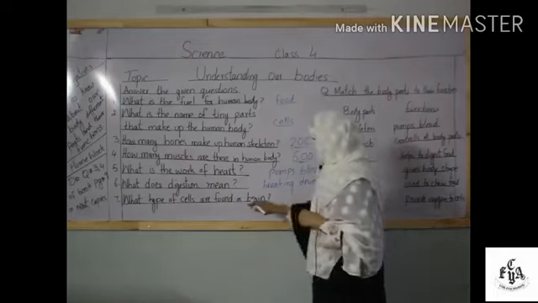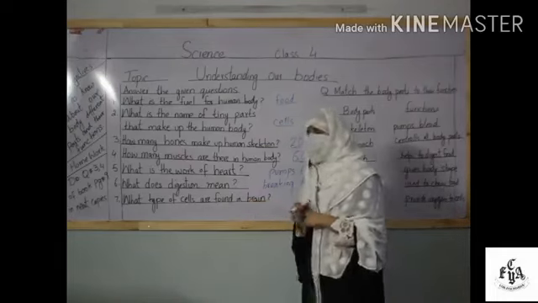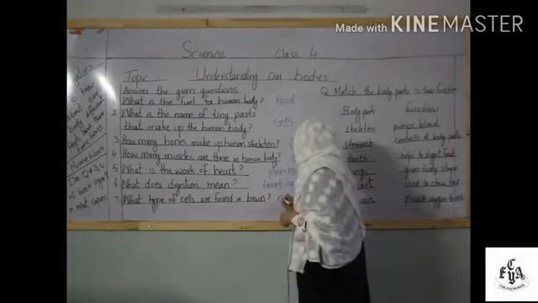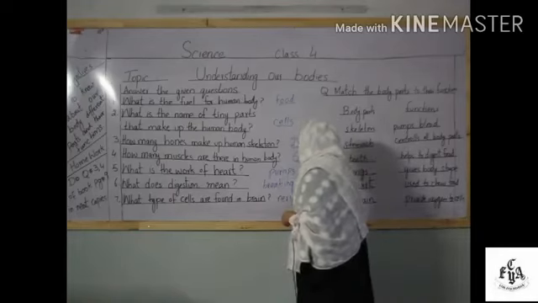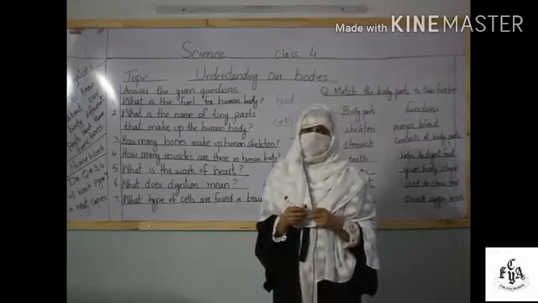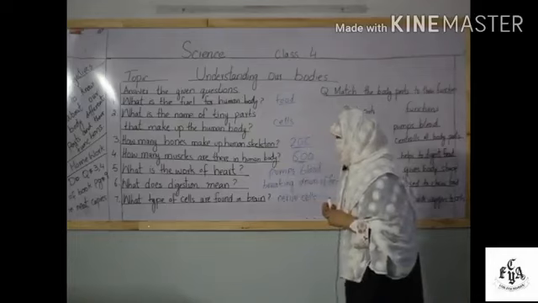Okay. What is the last question? What types of cells are found in the brain? These are the nerve cells which are found in the brain, and they are carrying different types of messages to the different organs of the body.